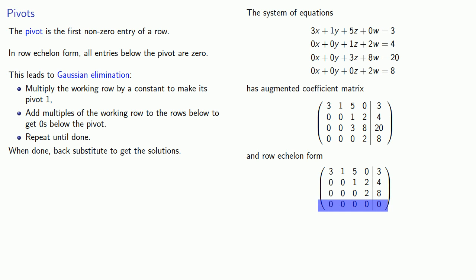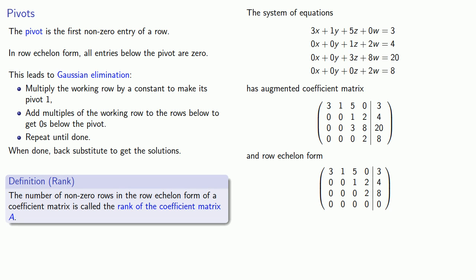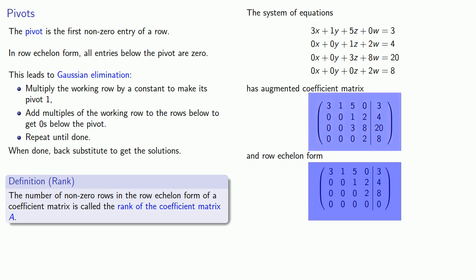Now it's possible that after we've done this, some of our rows are going to consist of all zeros, and so we'll introduce another term: the number of non-zero rows in the row echelon form of the matrix is called the rank of the coefficient matrix. So in this case we have 3 non-zero rows, and so this matrix is of rank 3. It's worth emphasizing that while we determine the rank based on the row echelon form of the matrix, the rank also applies to the original augmented coefficient matrix. So this matrix has rank 3, and this matrix, which gave us this row echelon matrix, also has rank 3.